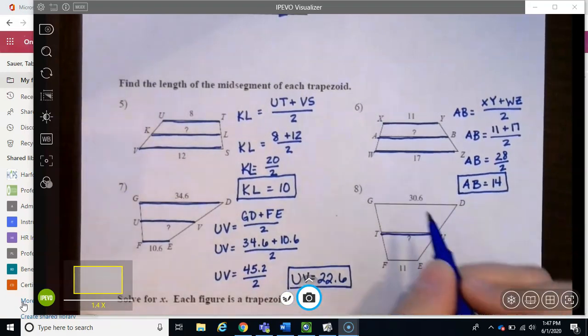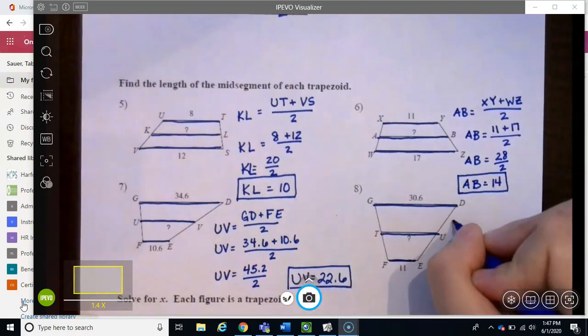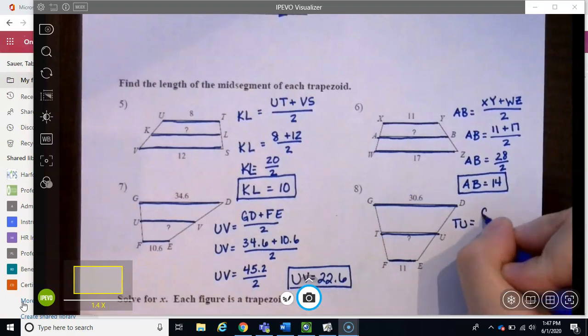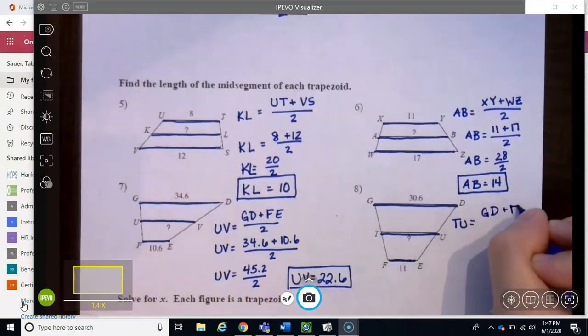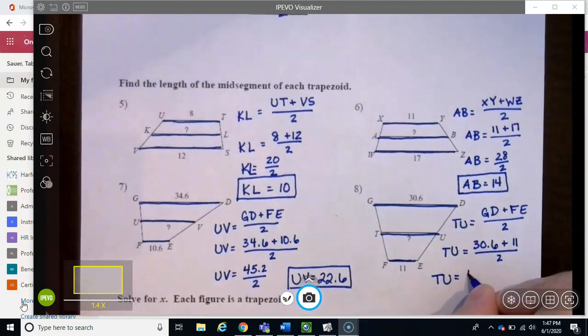I'm doing the same thing here. Finding TU, which is the midsegment of this trapezoid. TU is equal to base GD plus base FE divided by 2. So substituting 30.6 for GD and 11 for FE, add those two together and divide by 2. When you add them together, you get 41.6. And you divide that by 2, you get 20.8.